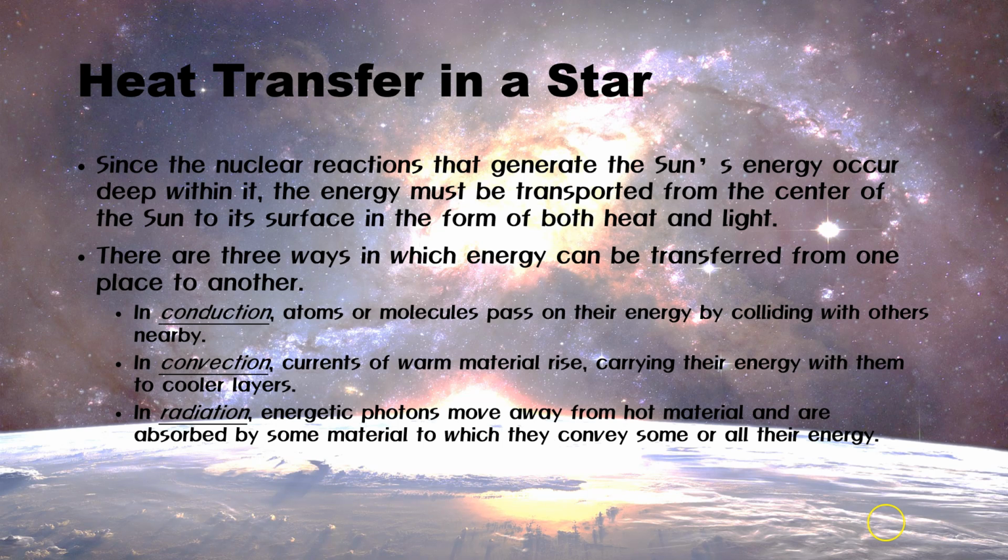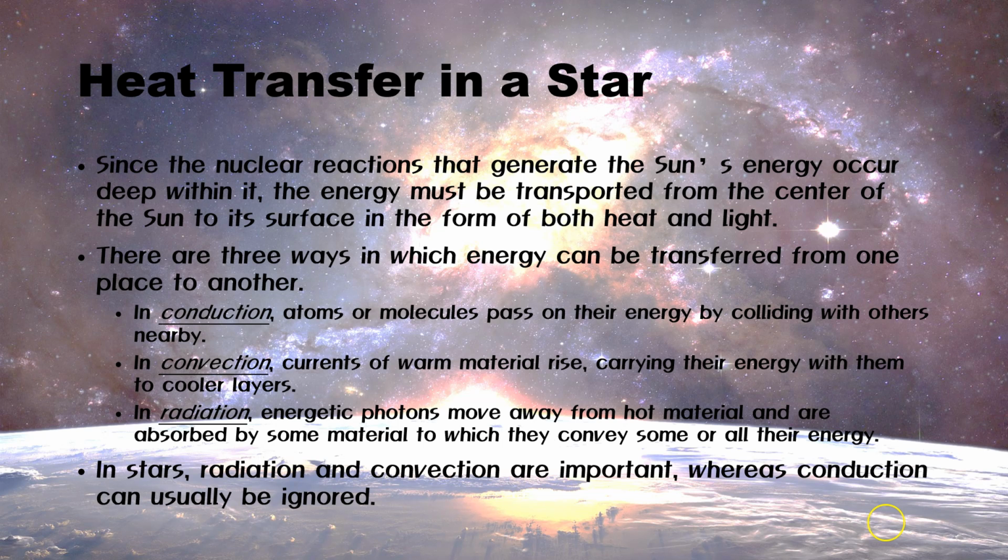We have conduction, where atoms or molecules pass on their energy by colliding with others nearby. We have convection, which are currents of warm material that rise, carrying their energy with them to cool layers. And radiation, where energetic photons move away from hot material and are absorbed by some material to which they then convey some or all of their energy. In stars, radiation and convection are very important, whereas conduction can usually be ignored because we don't really have much in the way of conduction currents. We do have convection currents within our sun, and we do have radiation that comes out from the core.